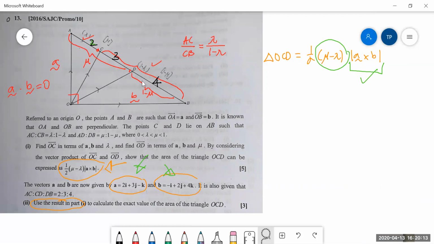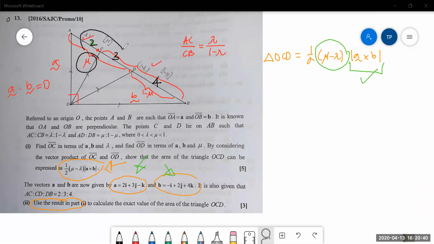What do we know about this mu and lambda? We can see that here, this mu is 5 units. This 1 minus mu is 4 units. Correct? So at least we are getting somewhere. So mu over 1 minus mu will give us 5 over 4.